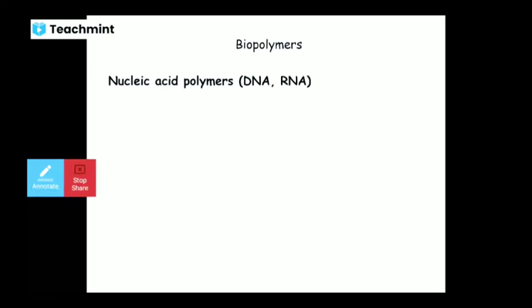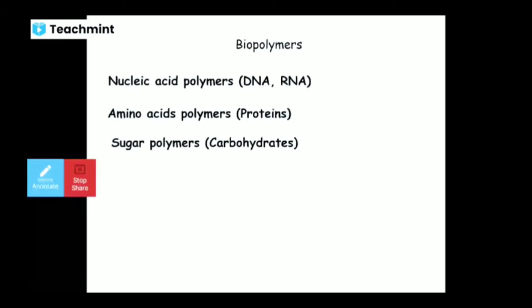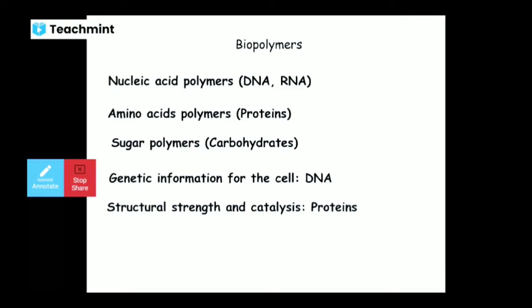Biopolymers. Biopolymers are also called biological polymers, where nucleic acid polymers and amino acid polymers are types of biological polymers, as are sugar polymers. Genetic information for a cell is DNA. Structural strength and catalysis is proteins. Energy sources are carbohydrates.